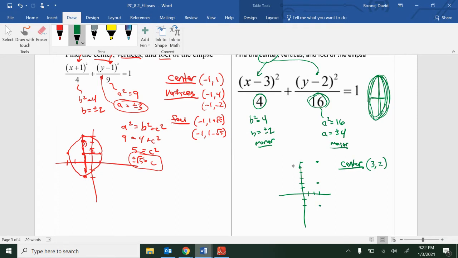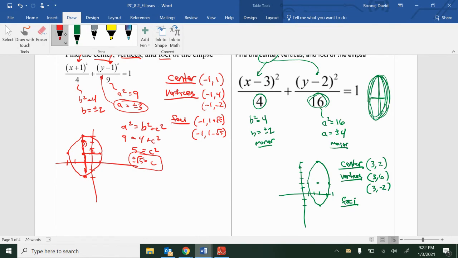So if I look at those, again, these are along that major axis. That's where I would find the vertices. So this point up here is at 3, and then from 3, 2, I'm going to go up 4, so that's at 3, 6. And that 3, 2, so that'd be at 3, negative 2. So all I got to do is find those foci. And again, if you want to draw this, the minor axis would be plus or minus 2, so you'd have 2 units here to the left, 2 units here to the right. So then I'd have my ellipse like this.